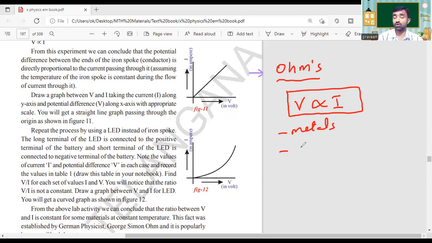The remaining materials which do not obey Ohm's law are called non-ohmic conductors, right? Simply non-metals and gases are called non-ohmic conductors. Examples are non-metals and gases.